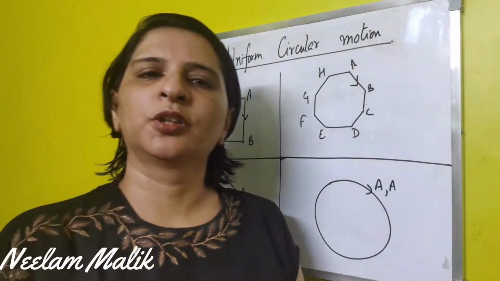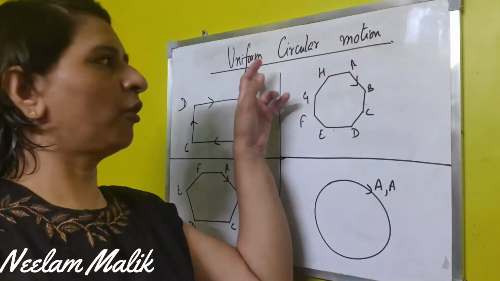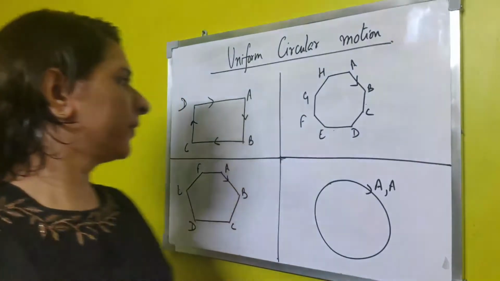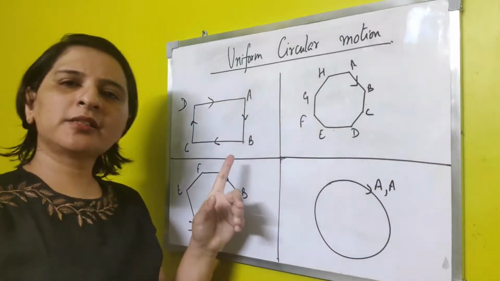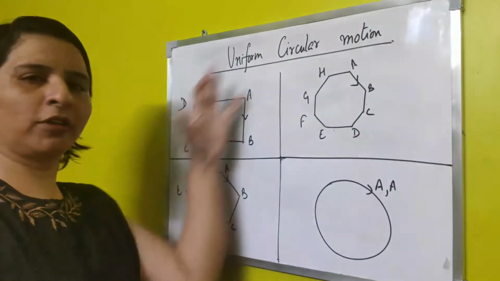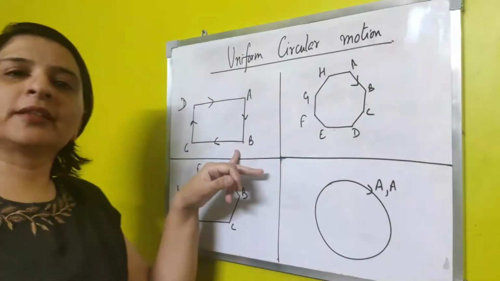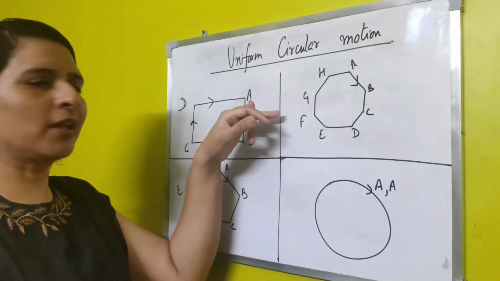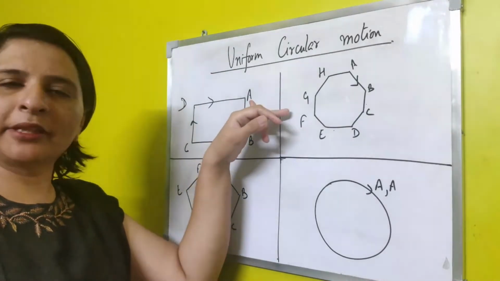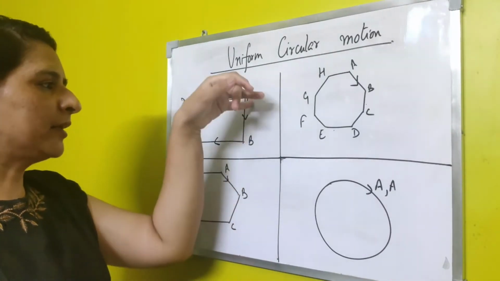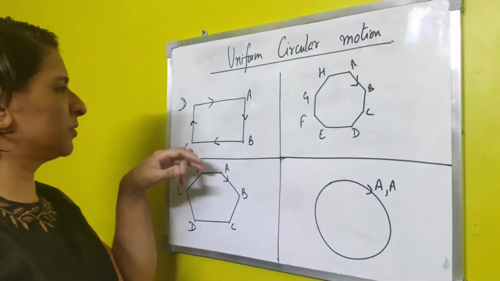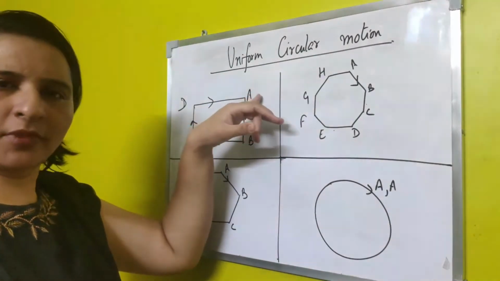Dear students, today we shall learn about uniform circular motion. Let us consider a car moving along these tracks drawn. The first one is a rectangular track. The car is, say, at point A, the beginning point, and it moves towards B, then it goes towards C and D and comes back to A.